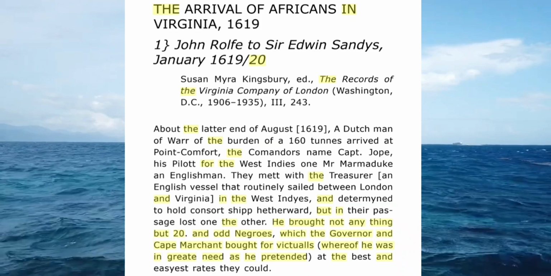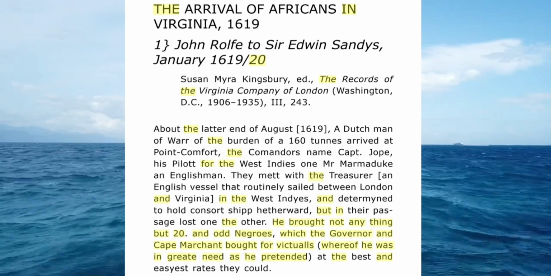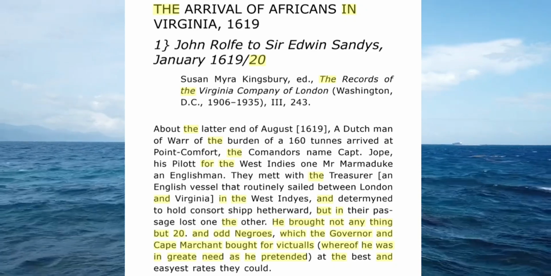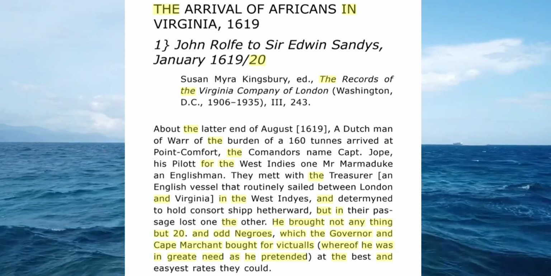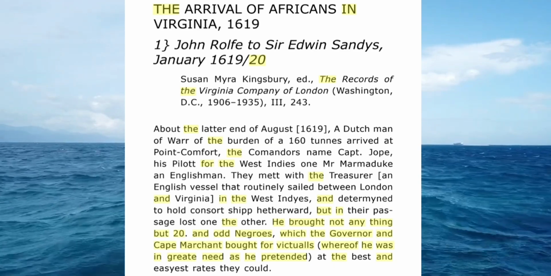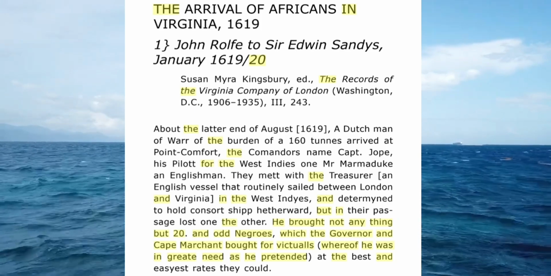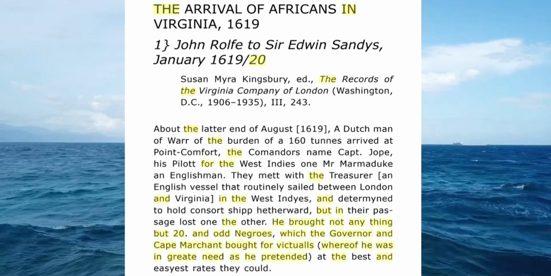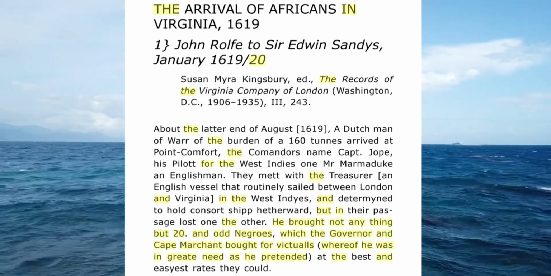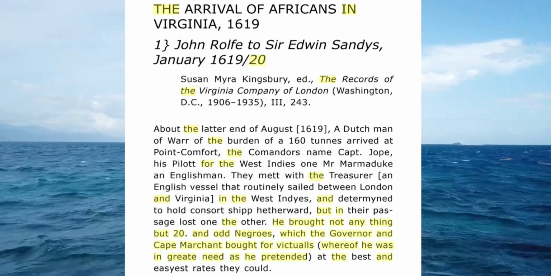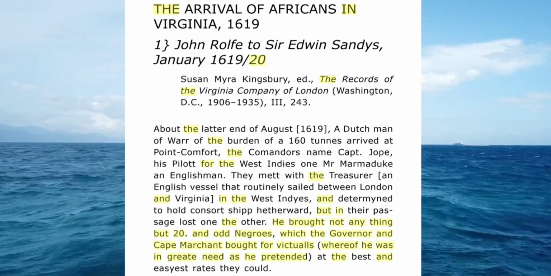It says about the letter 1619, and this is from John Rolfe in 1619. He says, a Dutch man of war of the burden of 160 tons arrived at Point Comfort. I want to get down to the point here, and it says, he brought not anything but 20 and odd Negroes, which the governor and Cape Merchant bought for victuals, whereof he was in great need, as he pretended, at the best and easiest rate they could.